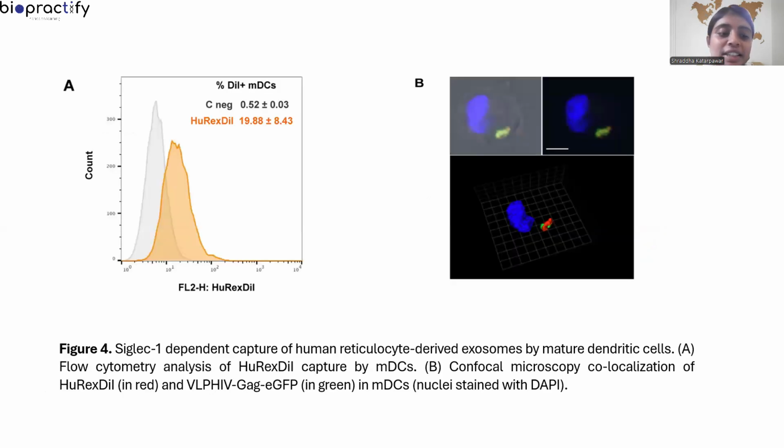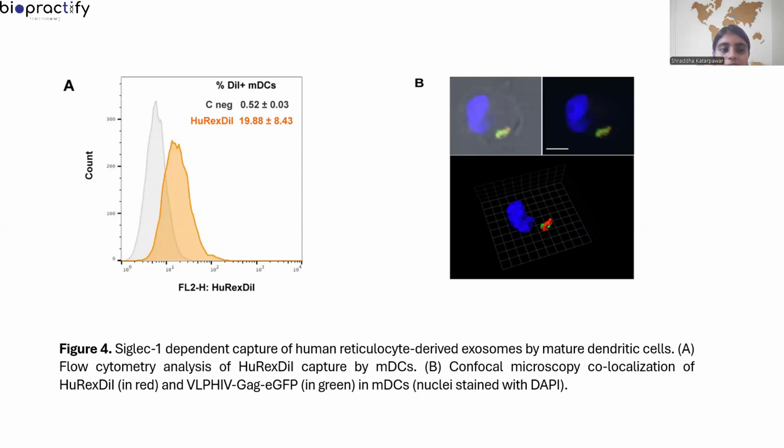This is the Siglec-1 dependent capture of human reticulocyte derived exosomes by mature dendritic cells. The first figure consists of the flow cytometry analysis of uRex DiI, which means the labeled uRex captured by the MDCs. The uRex DiI value here is 19.88 plus or minus 8.43, which means the capture is less compared to the negative one.